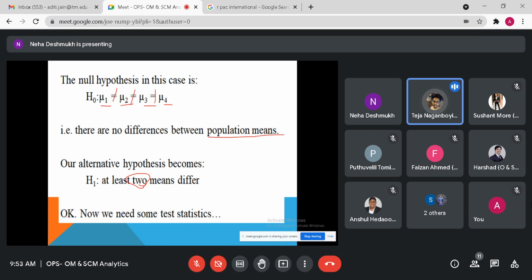Ma'am, if there is no difference, it will be similar to the null hypothesis only. If there is one difference, suppose mu3 is not equal to mu4 and mu1 is equal to mu2... No, you are not getting the question. At least two means differ. At least means there is a difference; minimum two should be different. Exactly. Minimum two should be there for this difference, right?